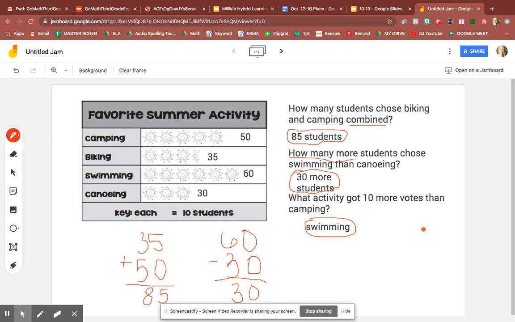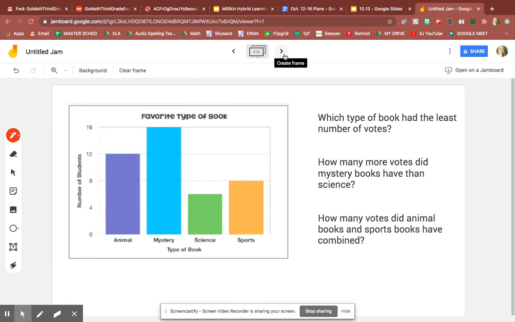Perfect. So this was our picture graph review. Now we have a bar graph review. Okay, this is a bar graph, and we know that because all of these different colors, all of these here, are bars. Now before we do number 1, the smart thing to do would be to figure out how many votes each type of book got, because the title of this is favorite type of book.